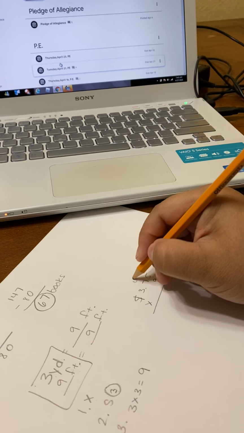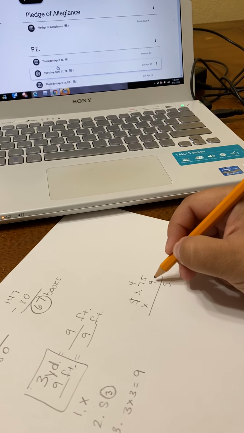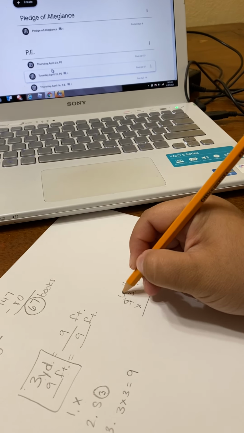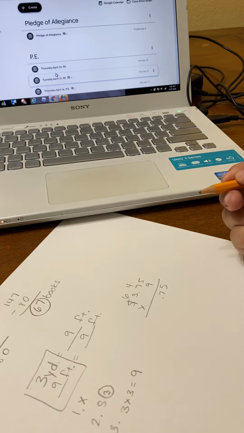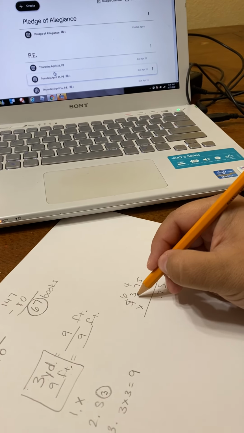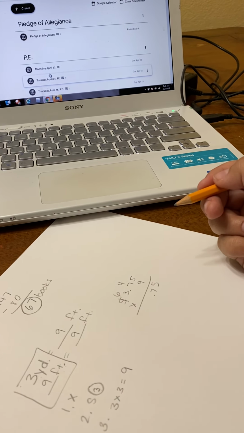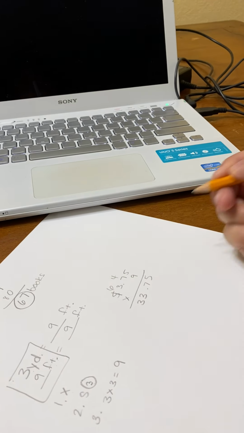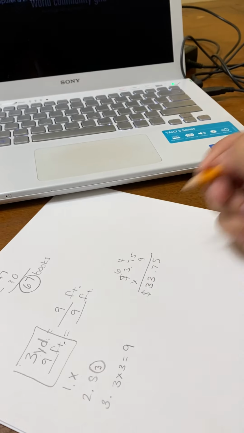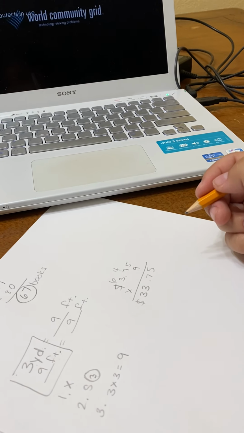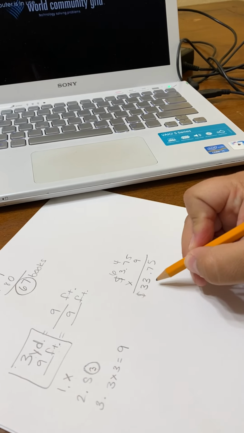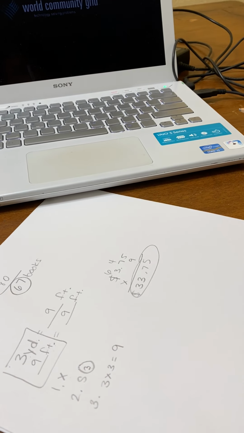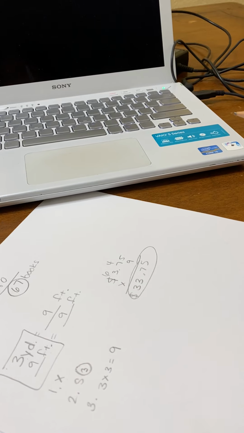9 times 5, 45. 9 times 7, 63, plus 4, 67. 9 times 3, 27, plus 6 is 33. So the total amount that they had to pay was $33.75. And that is for letter B.